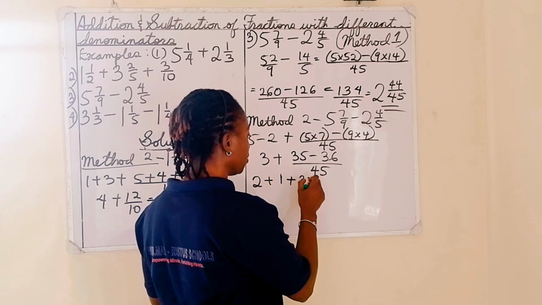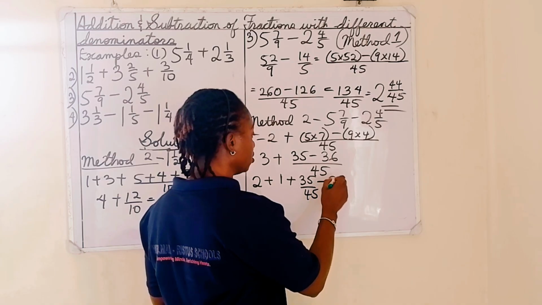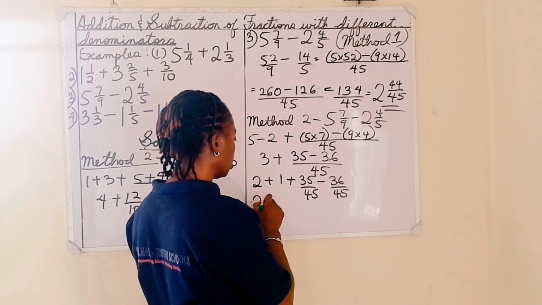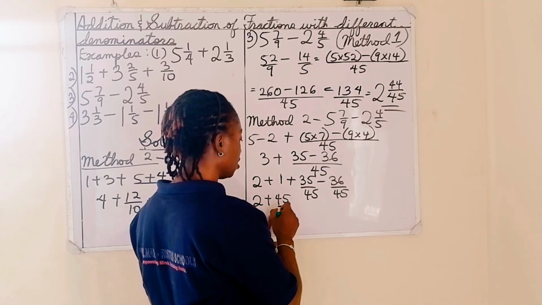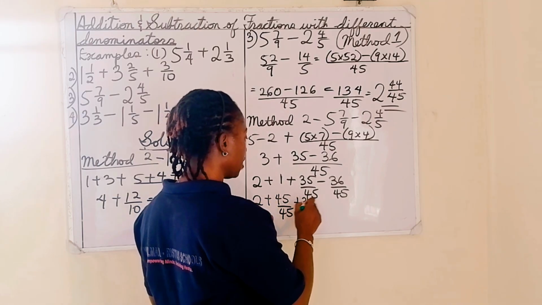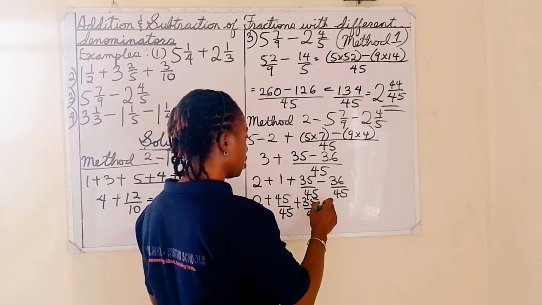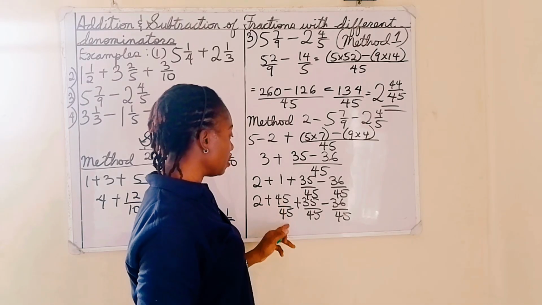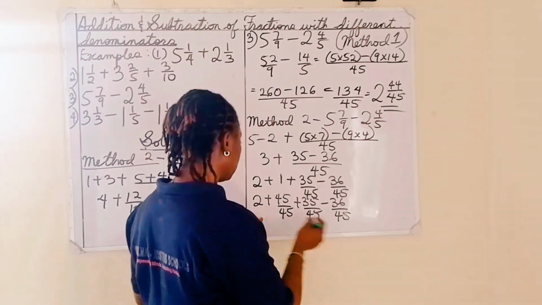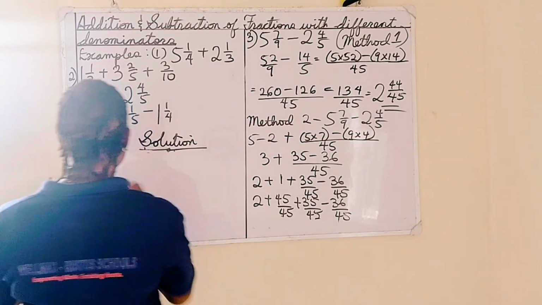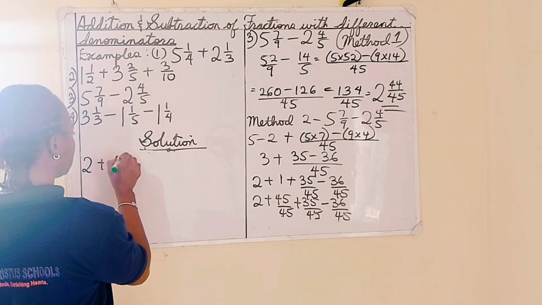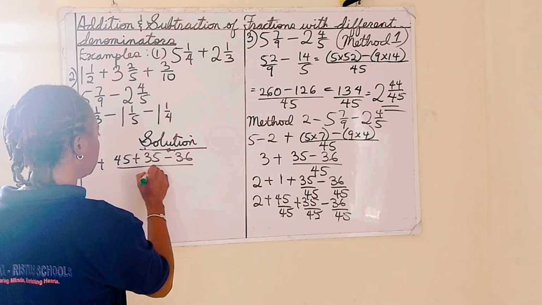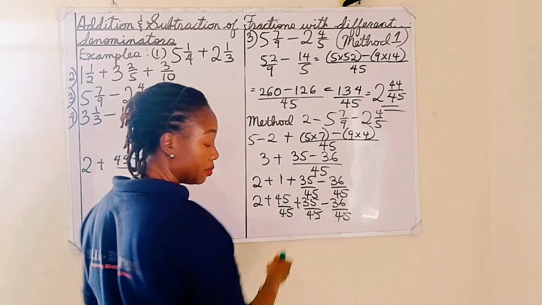Plus 35 over 45 minus 36 over 45. So from here, we can now say 2 plus 45 over 45 plus 35 over 45 minus 36 over 45. Because if you expand this, 45 divided by 45 will give you 1, right? So this gives us what? So from here, you have 2 wholes plus 45 plus 35 minus 36 over 45. Since they are all having the same denominator, right?